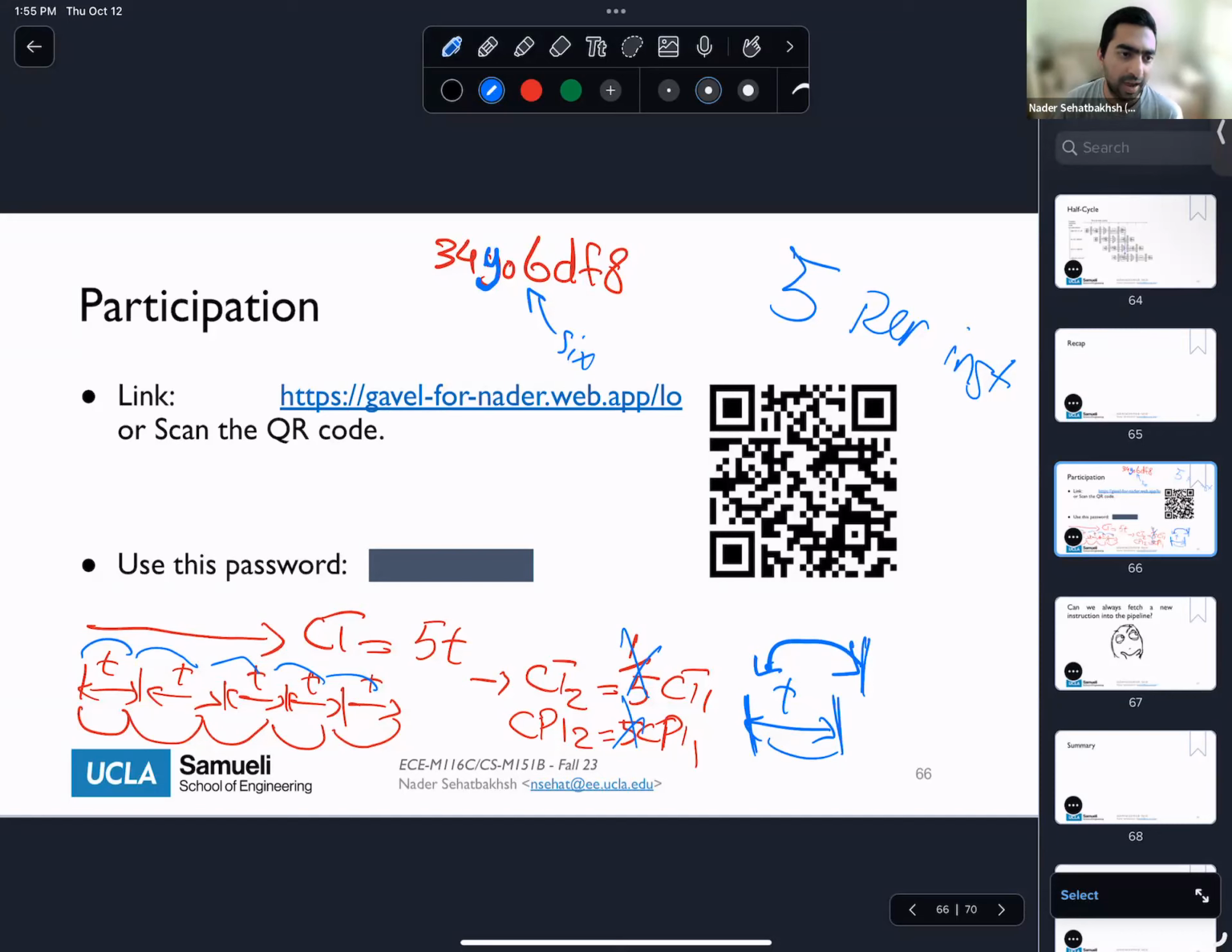Someone says that we are adding more registers. Is it fair to assume we are making a power usage trade-off? Yes. So we are actually adding a lot more power to our system, but we get lots of benefits for that.